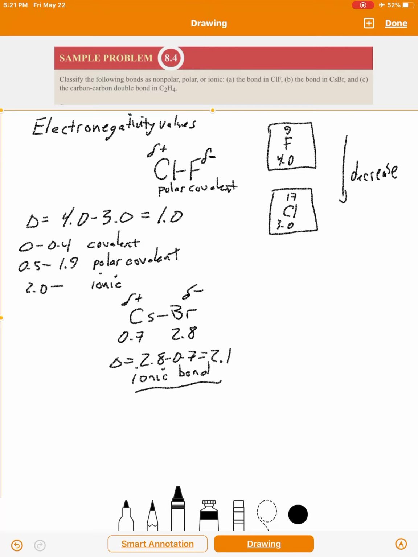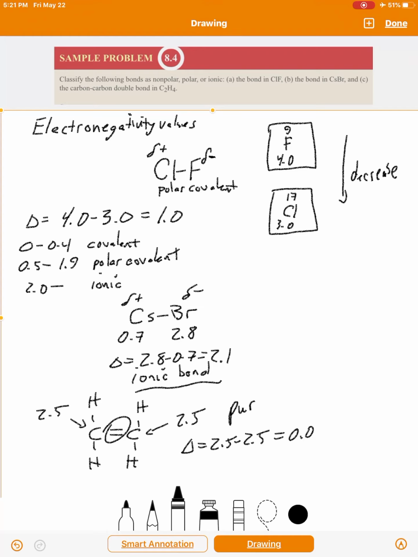Let's look at the last one, the carbon-carbon double bond in C2H4. I'm going to show you the entire Lewis structure. There you go, C2H4. Carbon-carbon double bond, that one right there. The difference in electronegativity is 0 because they're both the same. The difference is 2.5 minus 2.5. That's 0. That means it's got to be a pure covalent bond. Okay? The electrons are shared. So we wouldn't even write any charges on them because it's a purely covalent bond.